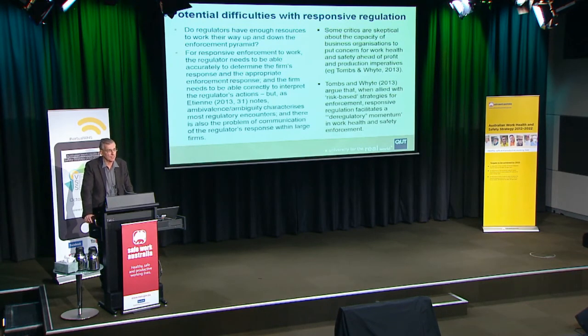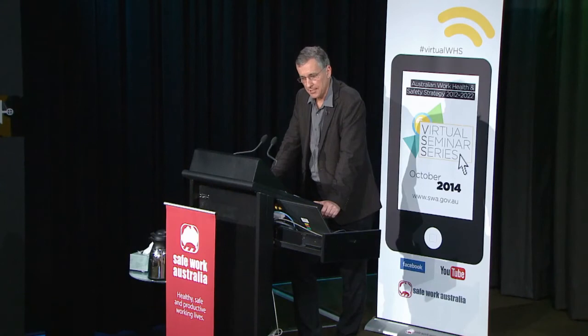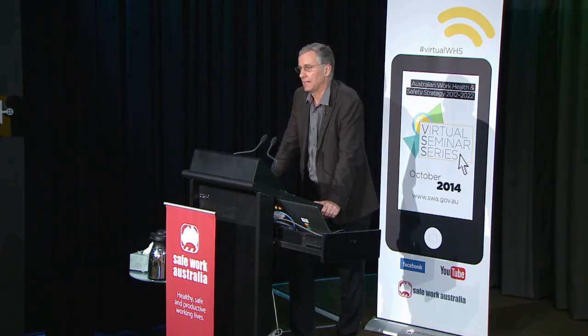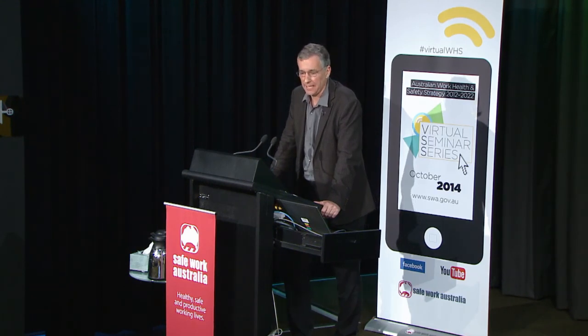Critics on the left are very skeptical about the capacity of business organizations to put concerns for health and safety ahead of concerns for profitability and production. People like Steve Toombs and Dave White are very skeptical about the presumption of virtue and starting at the bottom of the pyramid. And the same authors and others argue that, particularly when you look at the UK experience of enforcement, there's a clear trend to reduce enforcement resources, and a clear trend to reduce enforcement activity. And this, coupled with risk-based strategies, feeds easily into debates about responsive regulation, but leaning a bit too closely to the advise and persuade activity at the bottom of the pyramid rather than the top. So there are risks of responsive regulation being captured by more conservative debates where enforcement doesn't take such a high priority.